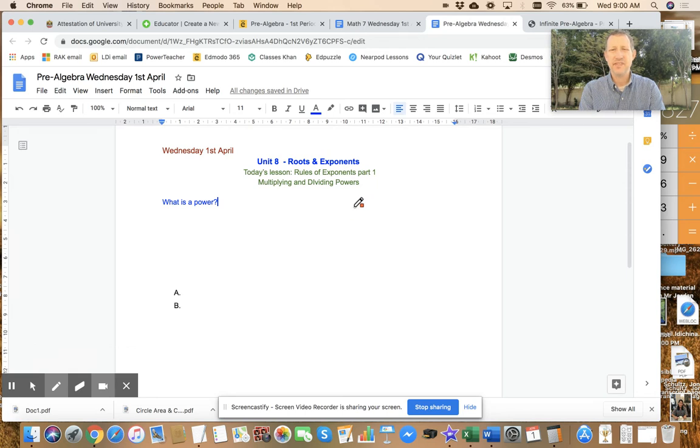So for example, if I have 2 raised to the third power, that means, sorry about that, I'll let that truck go by. 2 raised to the third power means we multiply 2 by itself 3 times. 2 times 2 times 2. That's called expanding the power. Key vocabulary word, expanding the power.